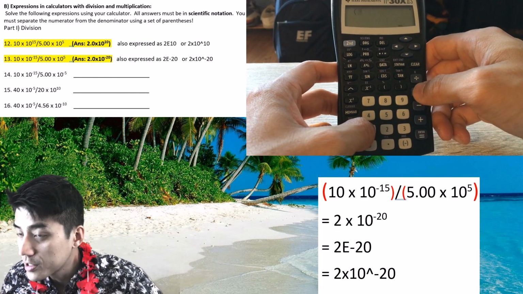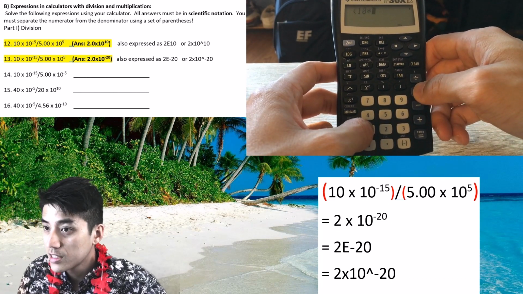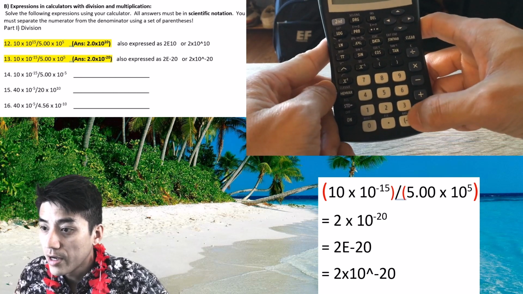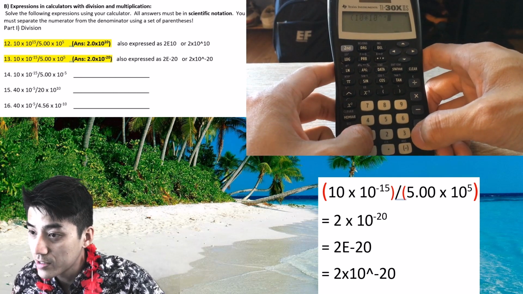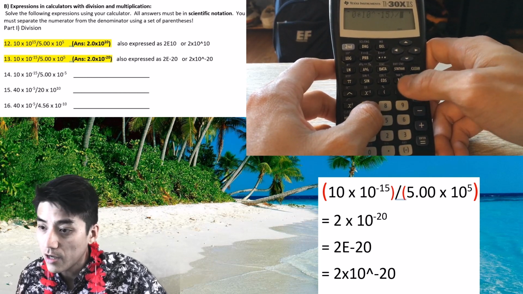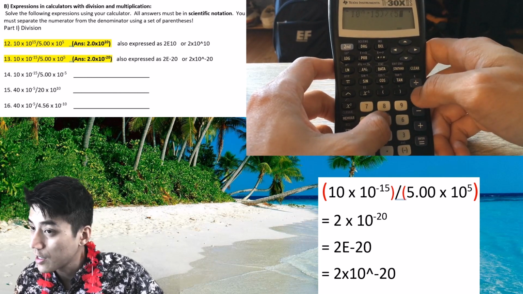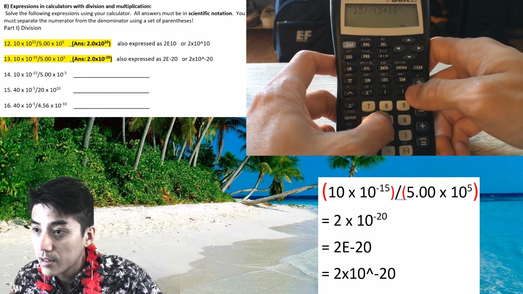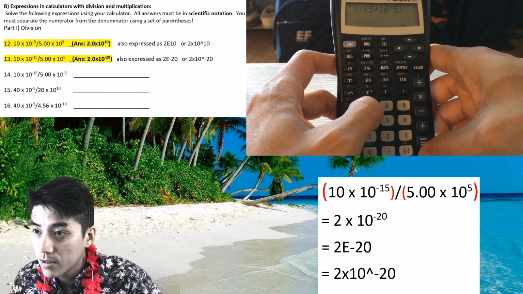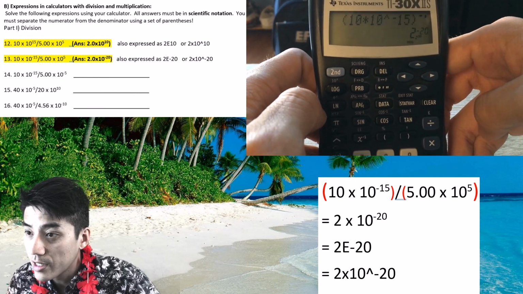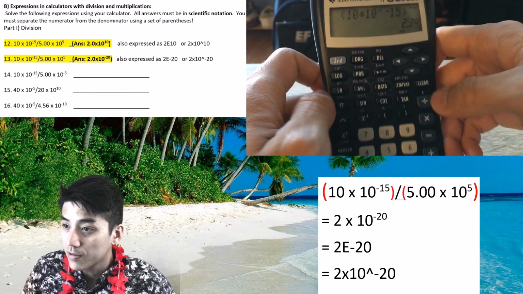For problem number 13, again, start off with parentheses, 10 times 10, hit the caret sign. But now I'm going to hit negative down here, not the subtract symbol, negative 15, close it off in parentheses, parentheses again, 5 times 10, caret, 5, close it off in parentheses, hit equal. My answer, 2 times 10 to the negative 20.